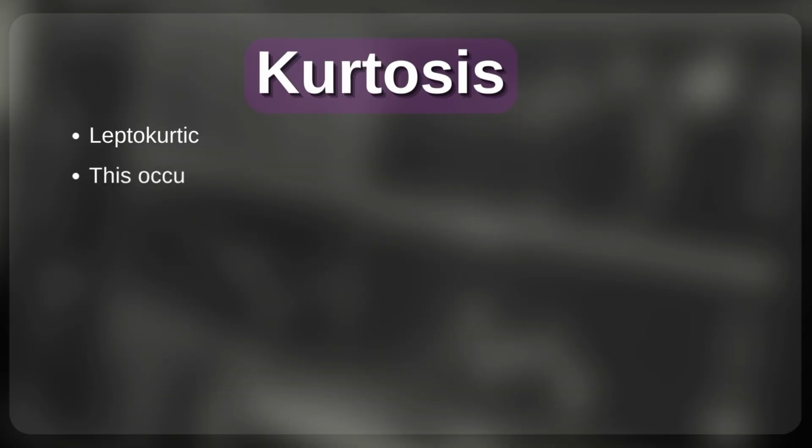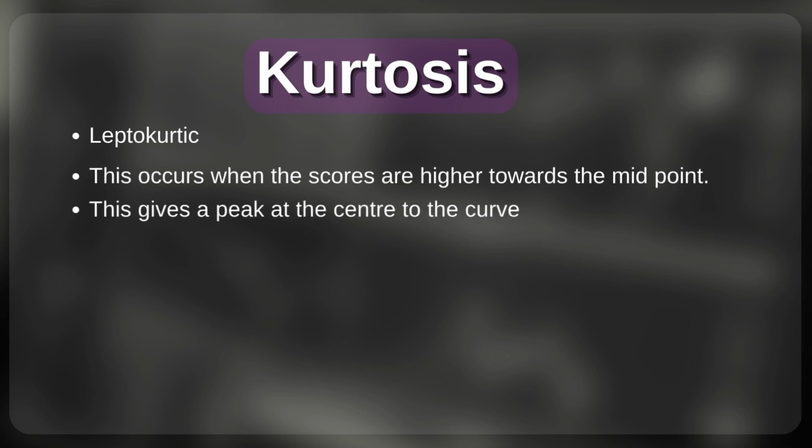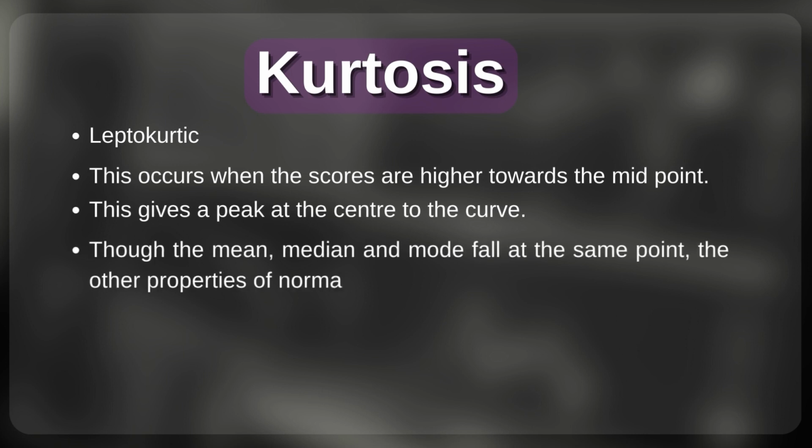Leptokurtic is a type of kurtosis which occurs when the scores are higher towards the midpoint. If there are more scores towards the midpoint, then it's a leptokurtic curve, and this gives a peak at the center of the curve. Though the mean, median and mode fall at the same point, the other properties of normal distribution do not hold good.